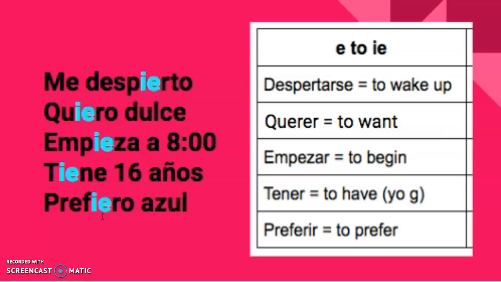So here's some examples of how this works. If I wanted to use some typical E to IE verbs, these are ones that are used all the time. Me despierto, I wake up. Quiero dulce, I want candy. Empieza a las 8, if I wanted to say what time school begins or starts. Tiene 16 años, if I want to say how old somebody else is. Prefiero azul, if I want to say what color I prefer, or I can use that for other things as well. So these are all examples of verbs where the E in the stem is going to change to an IE.